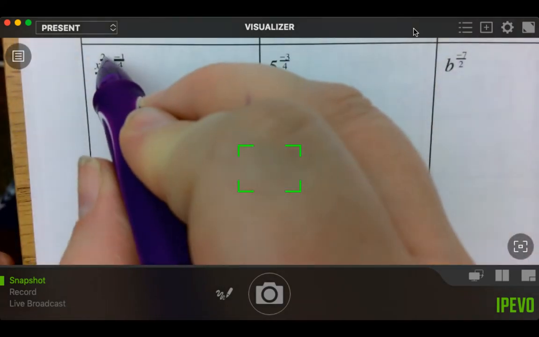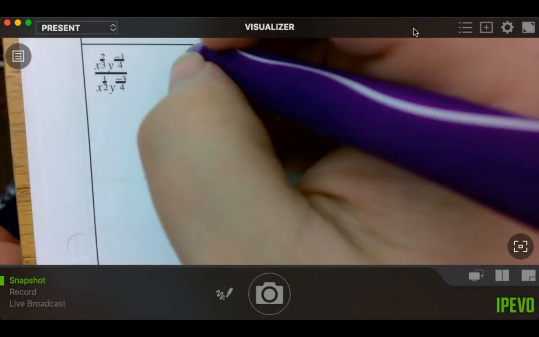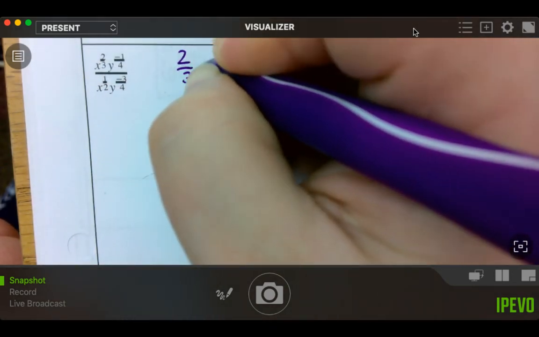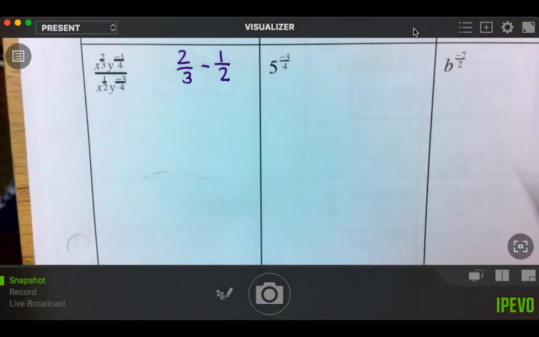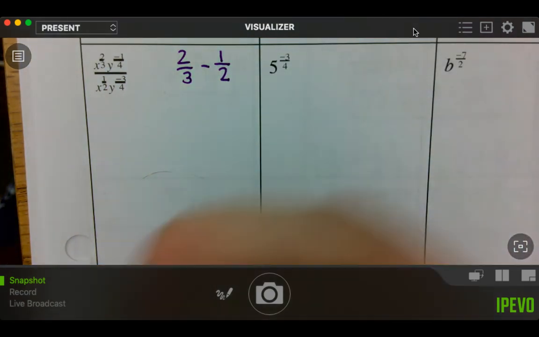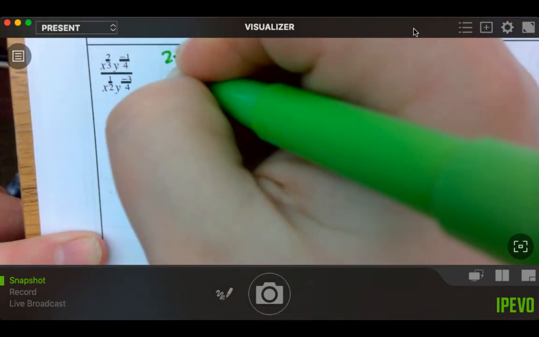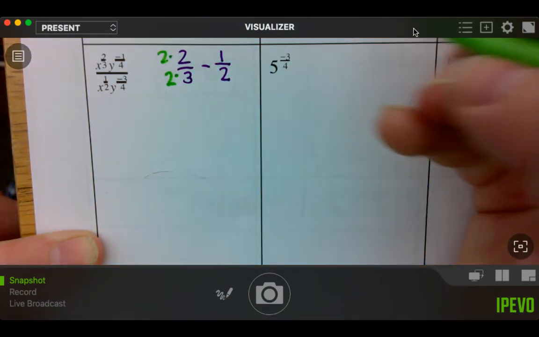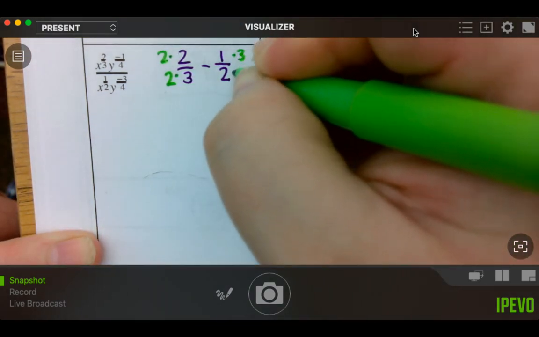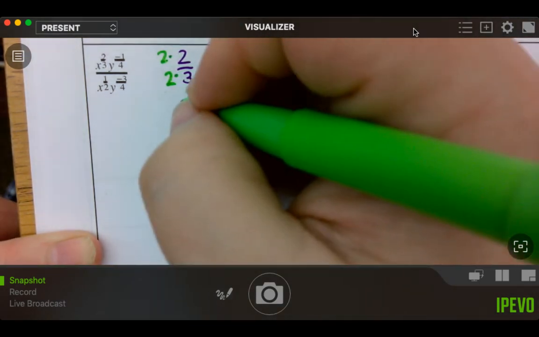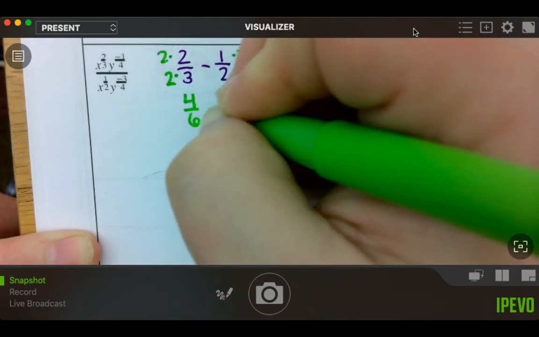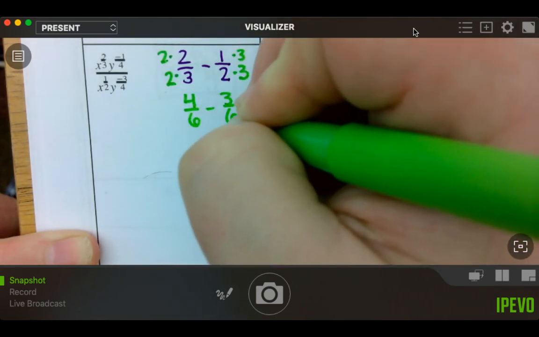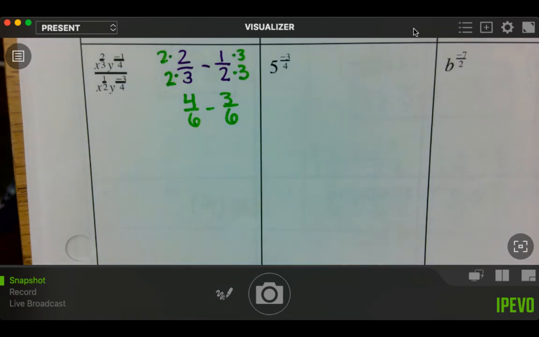All right, we have 2/3 minus 1/2. Again, 2 and 3 both go into 6. So to get 6, I need to multiply this one by 2. To get 6, I need to multiply this one by 3. So I have 4/6 minus 3/6, which is 1/6.